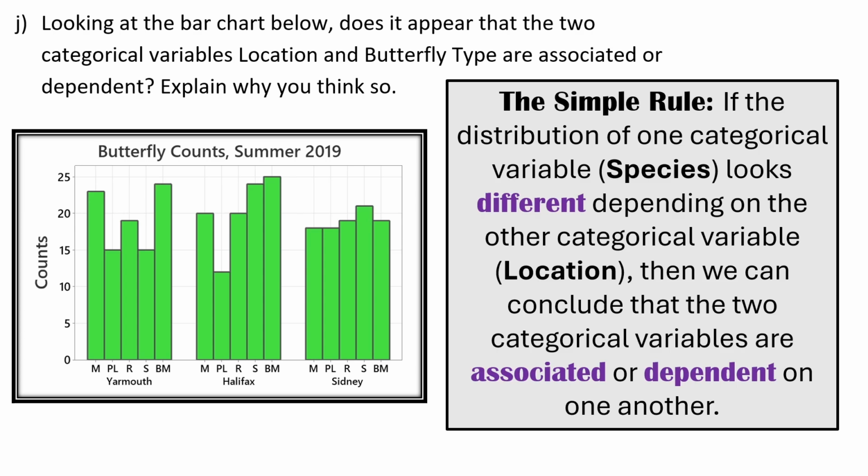I was saying, right. So you can see that in Yarmouth, the distribution across the 5 butterfly types looks different than the distribution of those 5 butterfly types in Halifax, which also looks different than the ones in Sydney. And so because they look different, we can conclude that there is an association or a dependency between these two categorical variables. In other words, the distribution of butterfly counts depends on which location you are in.